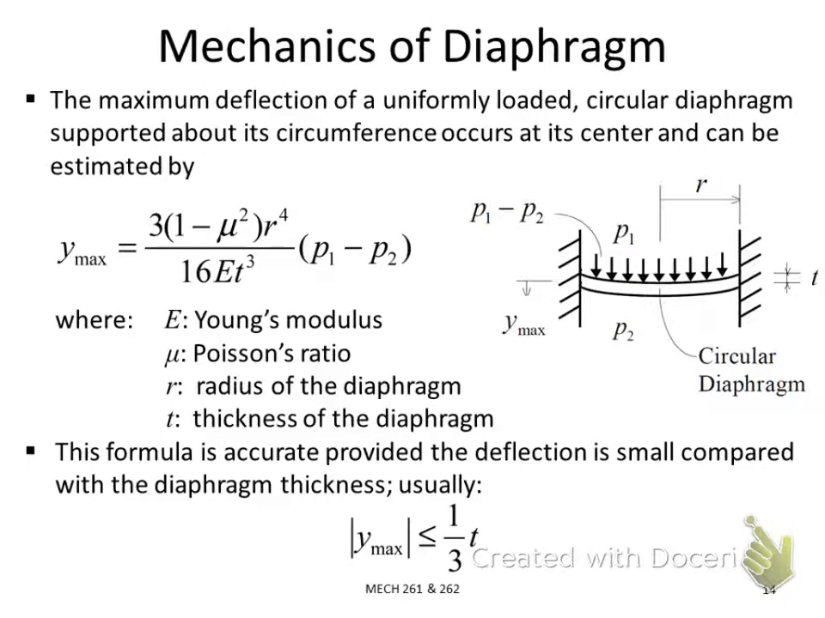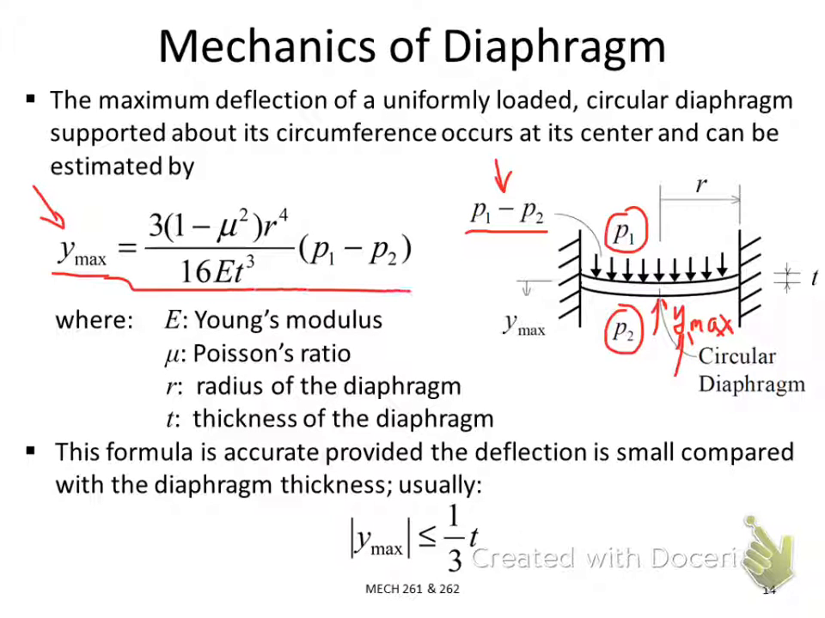This is the formula we can use to calculate the maximum deflection of the diaphragm if it is a circular shape. The maximum deflection will happen here. That's Y maximum. And you have a pressure difference, P1 and P2, so the difference is P1 minus P2. So we can calculate the relationship between this sensor input and output. This is a relationship we can use, but you need to know this formula has an underlying assumption, which is the small deformation assumption.